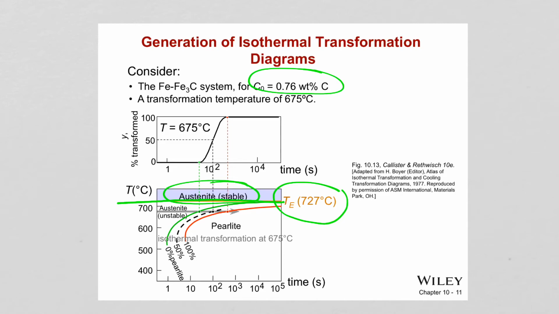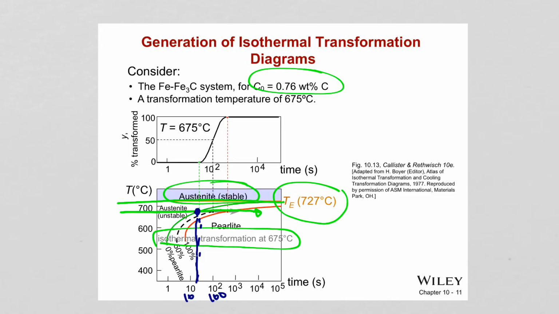So let's say we are at a temperature of 675. It will take, let's say, 10 seconds for the transformation to begin. Of course, I'm reading approximate values. It's not exactly 10 seconds, but I cannot see precisely, because this is 10 and this is 100, so approximately.